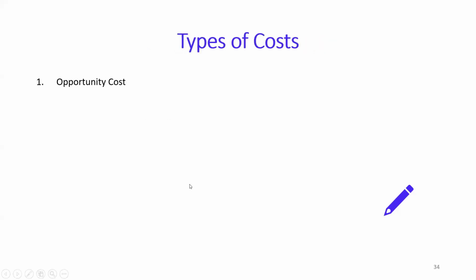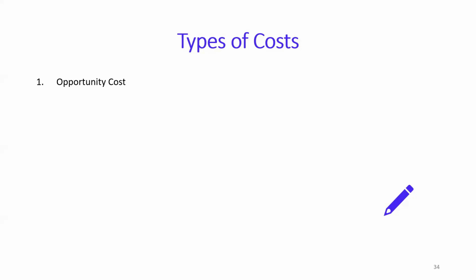Types of cost are very important for the PMP examination. The first one is opportunity cost. For example, you were supposed to do a project worth $50K. You left that project and instead you went and did another project of 100K. So what is the opportunity cost? The opportunity cost is the 50K which you left.